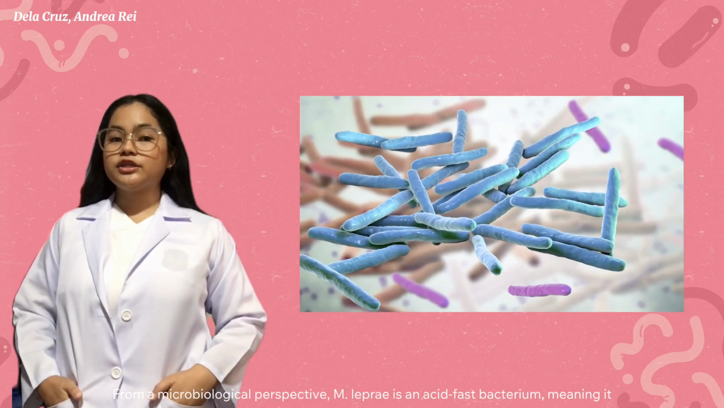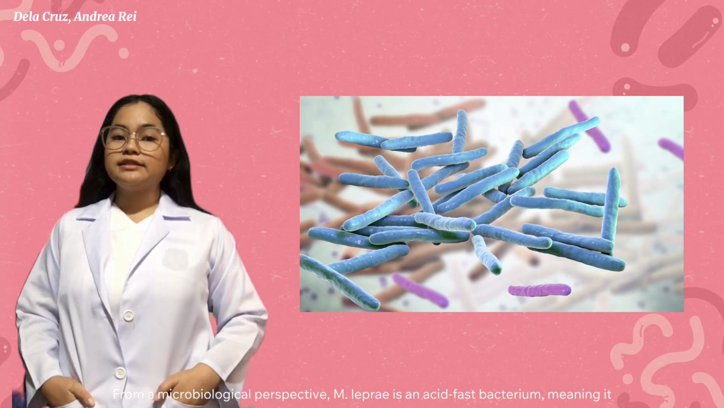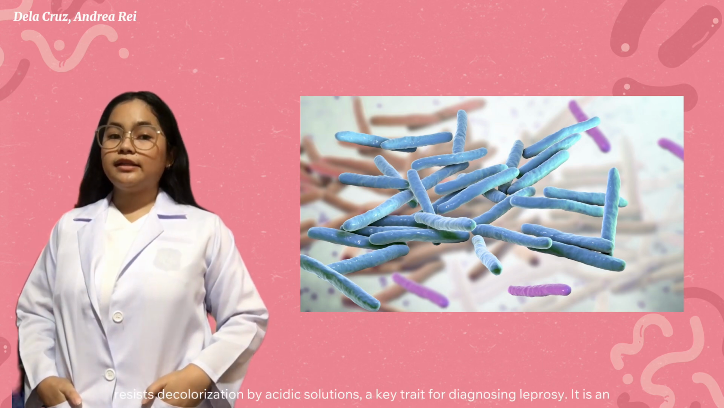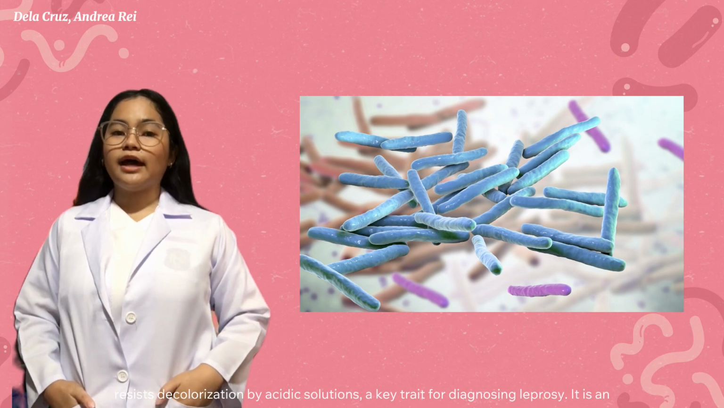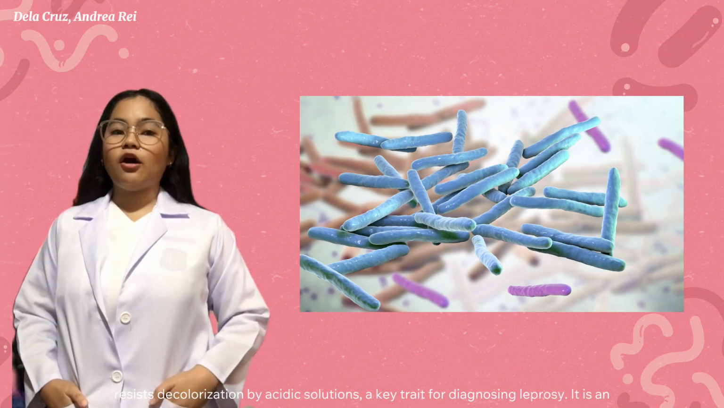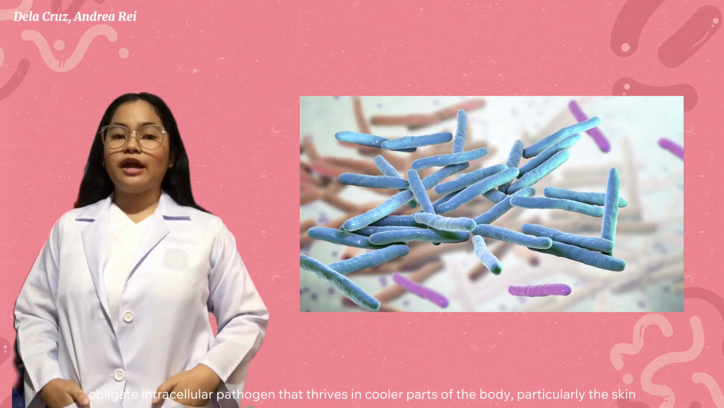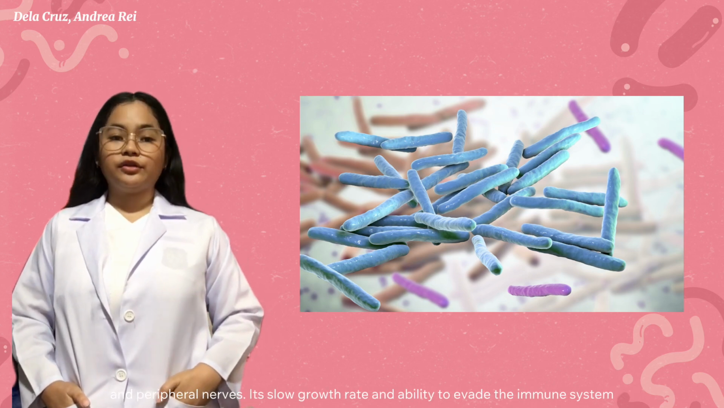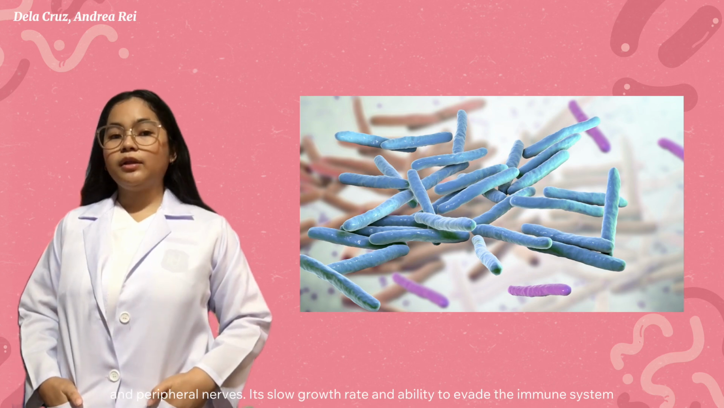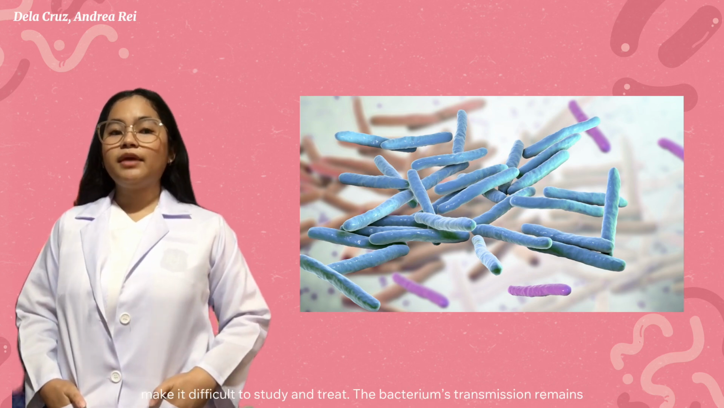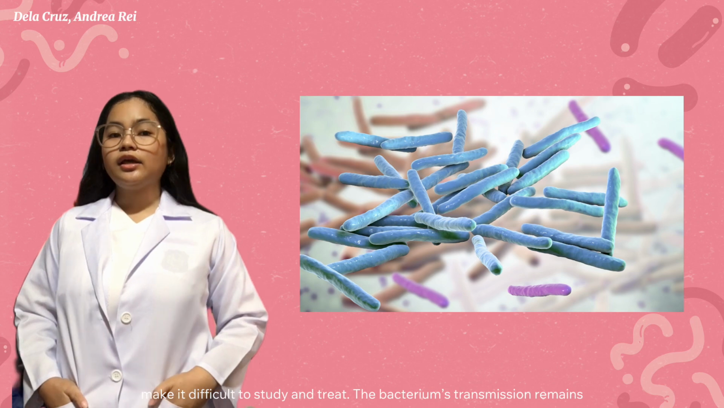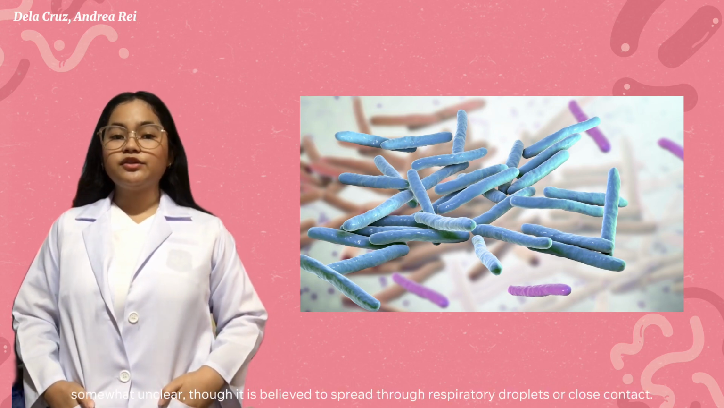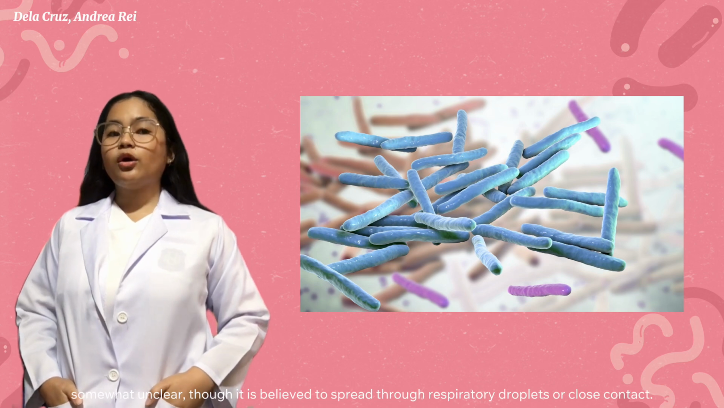From a microbiological perspective, M. leprae is an acid-fast bacterium, meaning it resists decolorization by acidic solutions, a key trait for diagnosing leprosy. It is an obligate intracellular pathogen that thrives in cooler parts of the body, particularly the skin and peripheral nerves. Its slow growth rate and ability to evade the immune system make it difficult to study and treat. The bacterium's transmission remains somewhat unclear, though it is believed to spread through respiratory droplets or close contact.